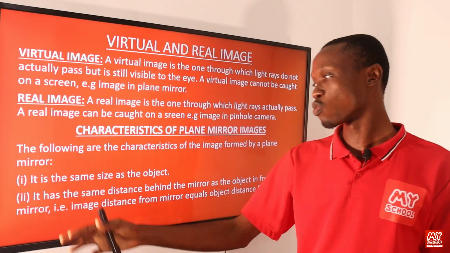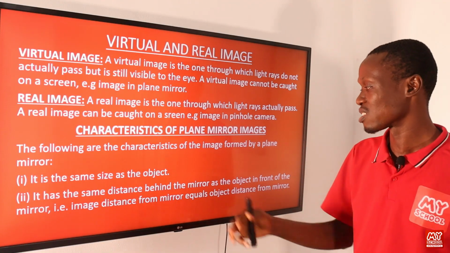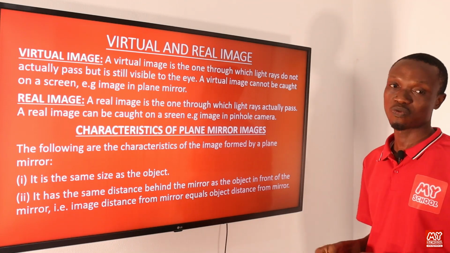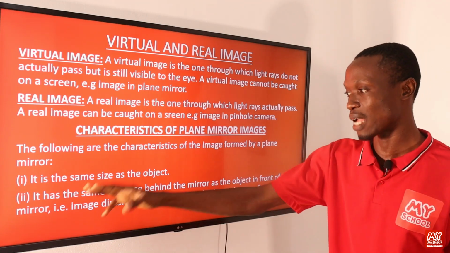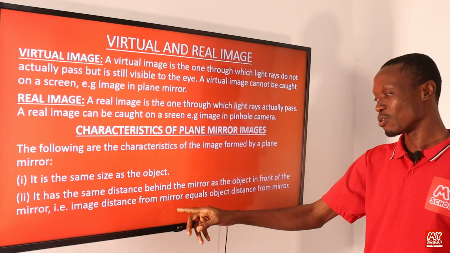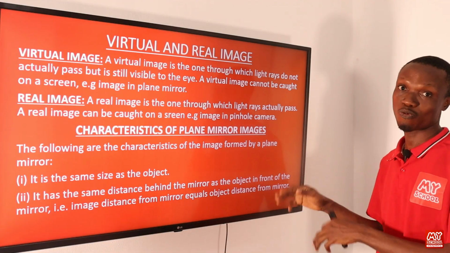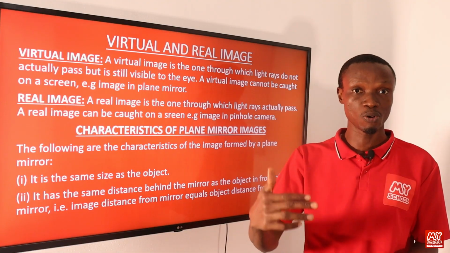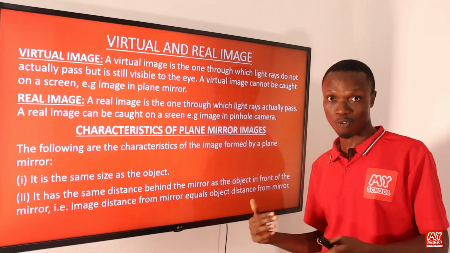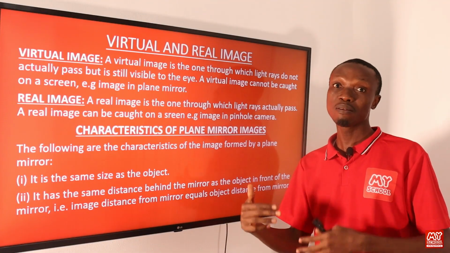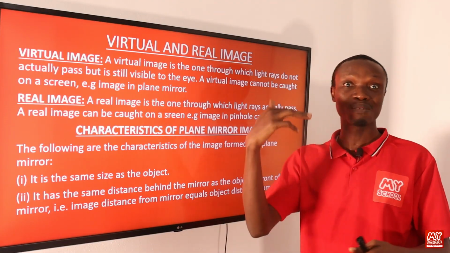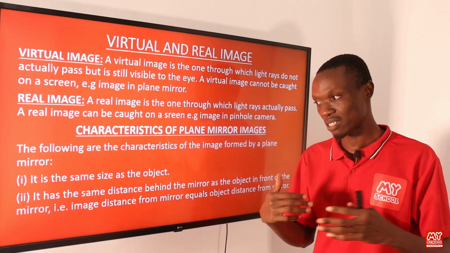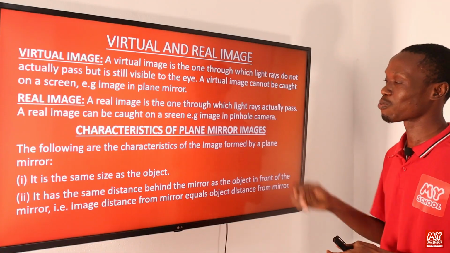Number two, it has the same distance behind the mirror as the object in front of the mirror. That is, image distance from mirror equals object distance from mirror. For example, if you place an object 2 centimeters in front of a plane mirror, the image formed will also be 2 centimeters behind the plane mirror. So both of them have the same distance from the mirror. Let's move to the next slide.